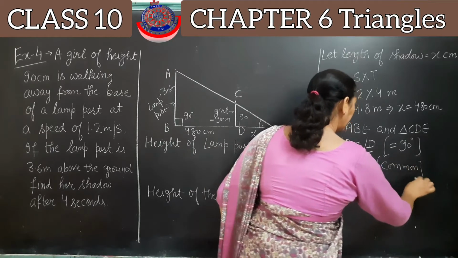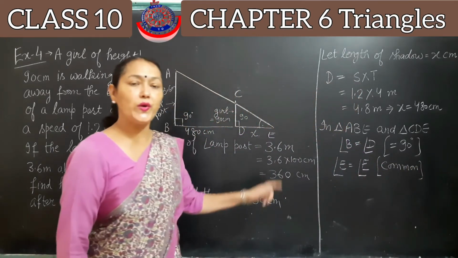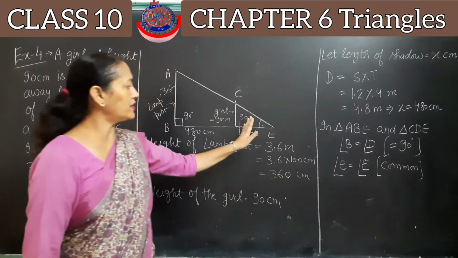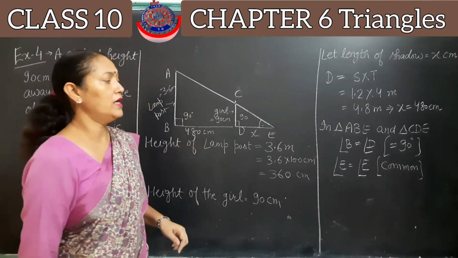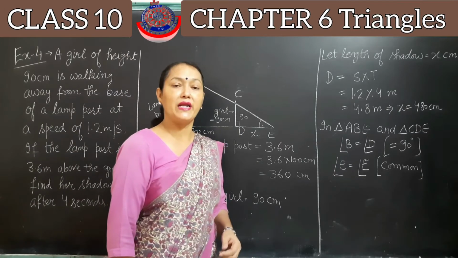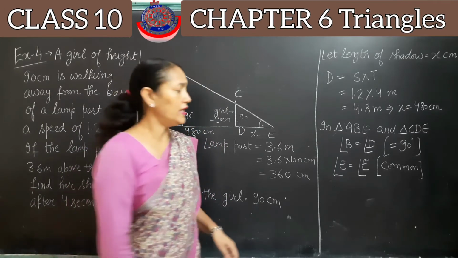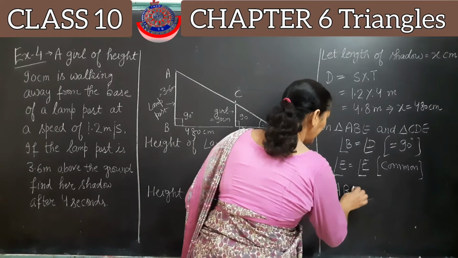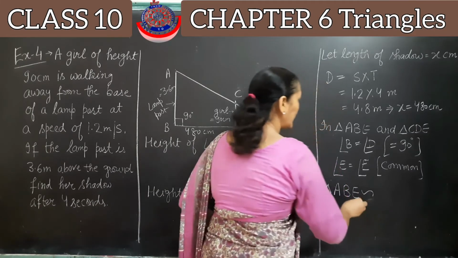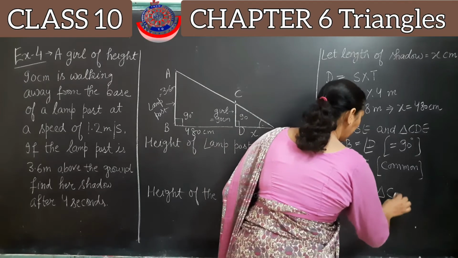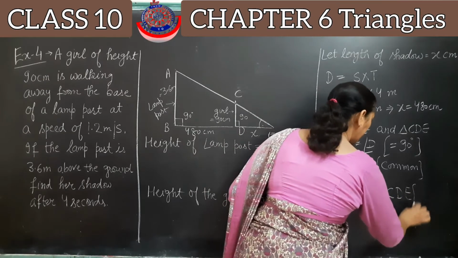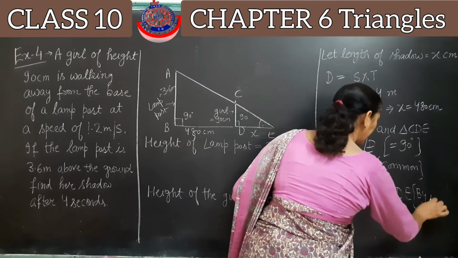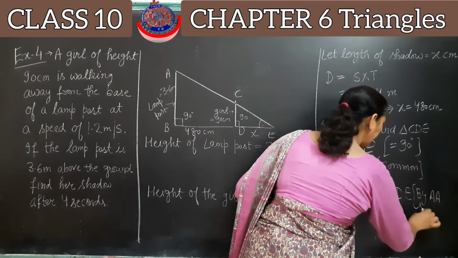So what we have done? We have shown that two angles are equal in the triangles. That means using the AA rule of similarity, we can write that triangle ABE is similar to triangle CDE by AA similarity.